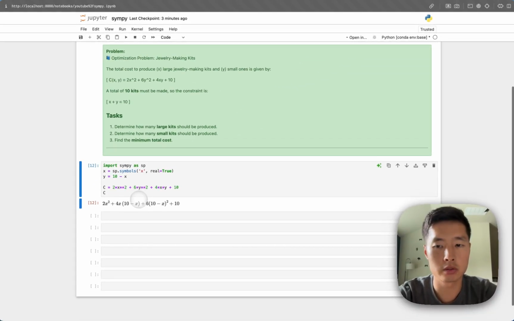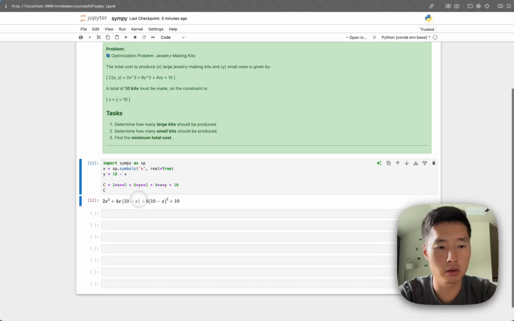So when we run this block of code, it's going to give us the cost function with y substituted for each y value. So here I'm importing SymPy, I define x as my variable, and then I substitute y is equal to 10 minus x.